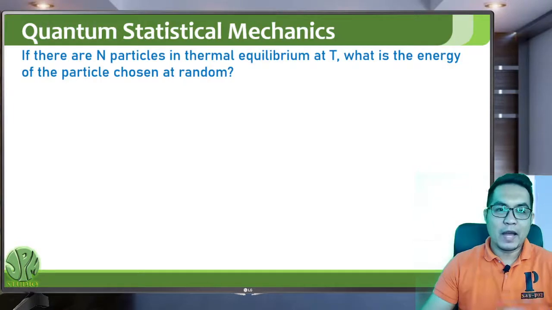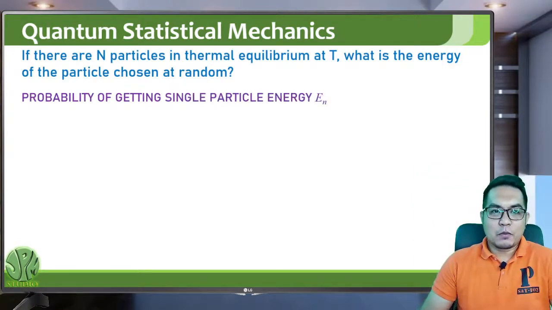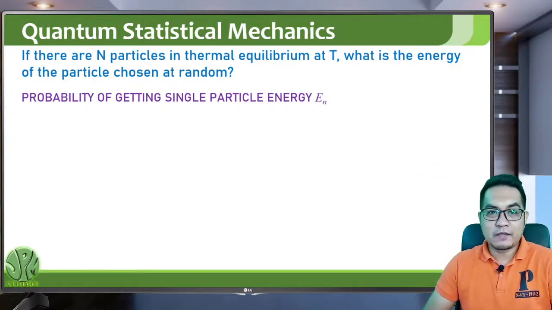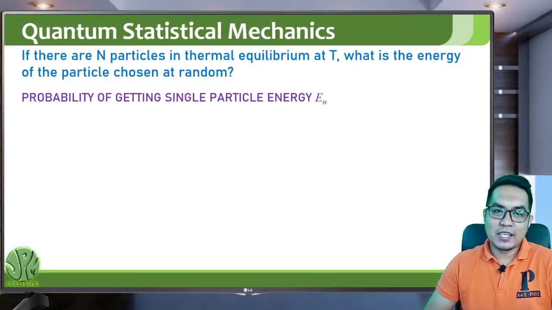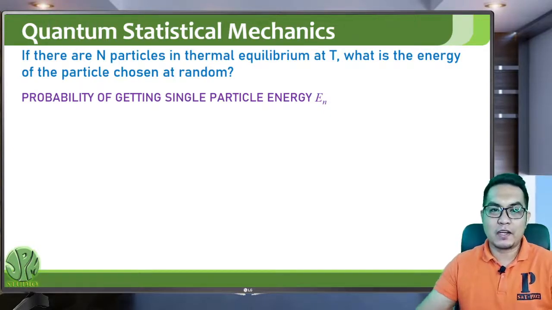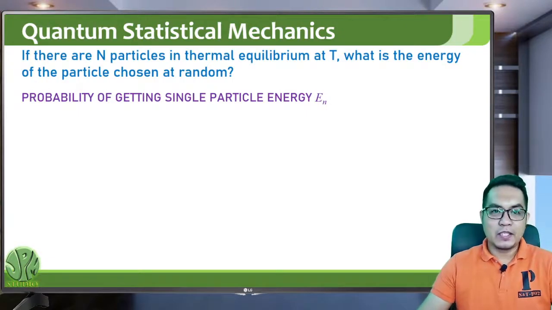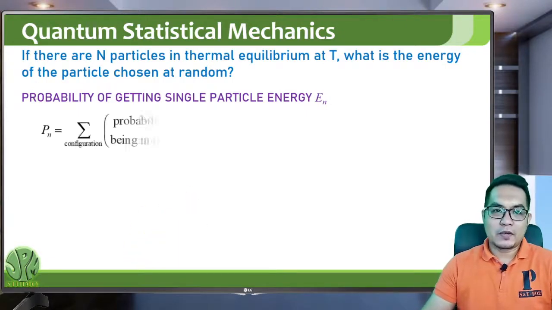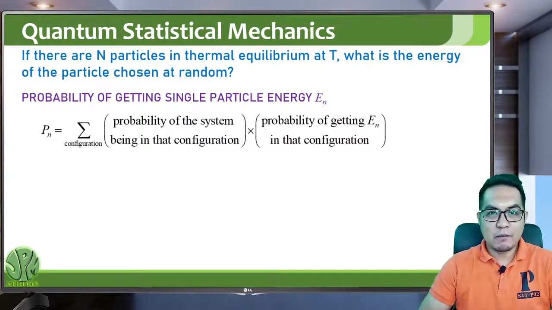Okay, going back to this question. The answer will be the probability of getting a single particle energy En. What's the energy of the particle chosen at random? Of course, you answer with probability. So in order to get the probability of getting a single particle energy En, we need to sum over all possible configurations and multiply the probability of the system being in that configuration times the probability of getting the single particle energy En in that configuration.